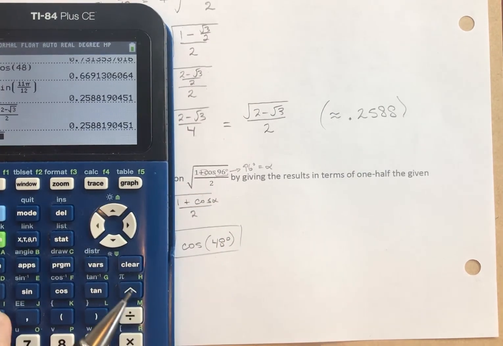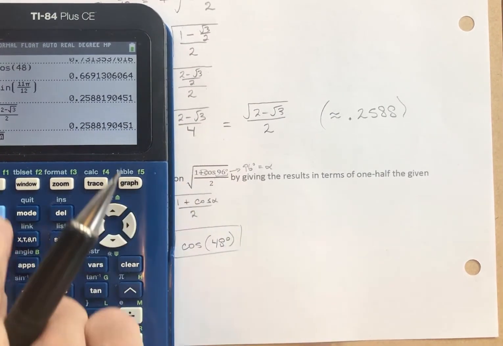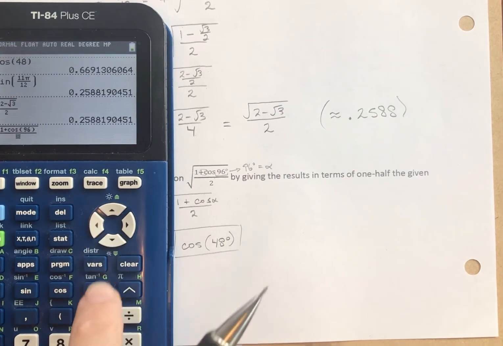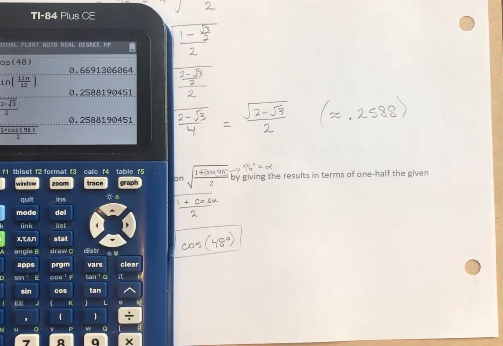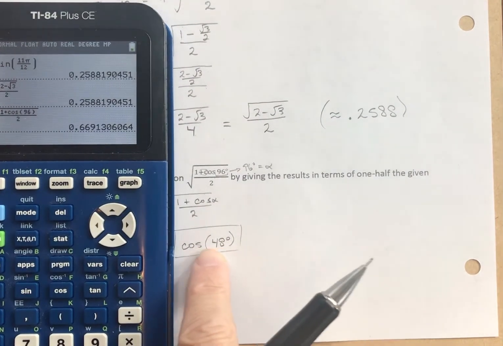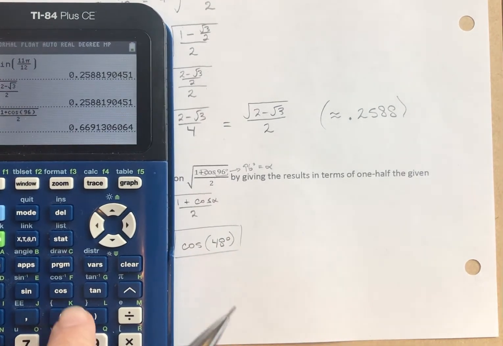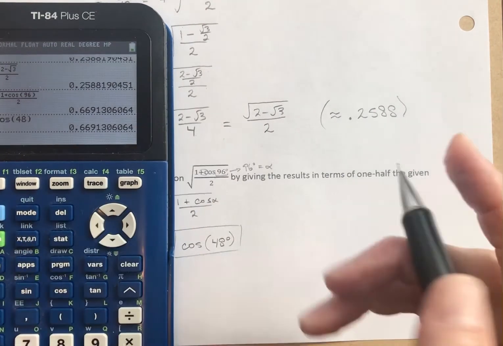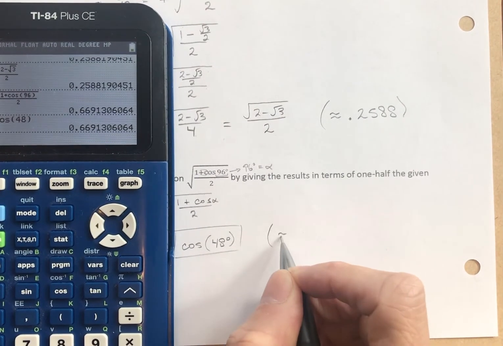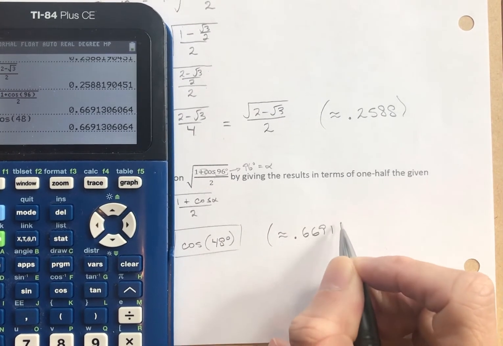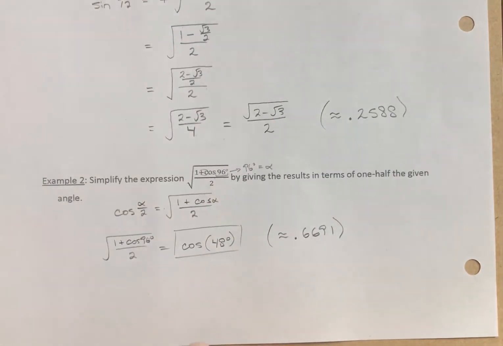So it's a square root. I've got a fraction in there: 1 plus the cosine of 96, all of that divided by 2, and that comes out to be 0.6691. Let's compare that. It should be the same thing as the cosine of 48 degrees. Cosine of 48 degrees, 0.6691, etc. So this is approximately equal to 0.6691, rounding to the 10,000th place.